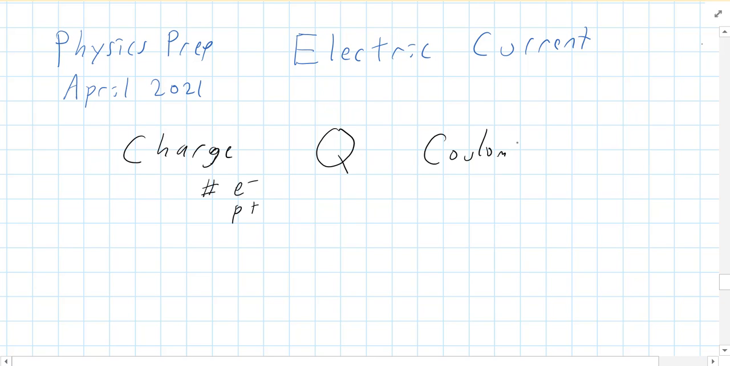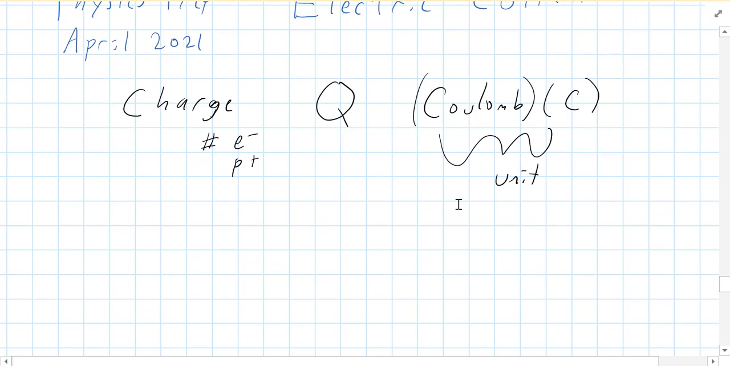Now this I don't think we talked about in our last unit. So the unit for charge is a coulomb, or just simply a C. Okay, so that is the unit that we measure charge in. And a coulomb of charge is actually a lot of charge. Okay, one electron or one proton is only equal to 1.6 times 10 to the negative 19th coulombs.